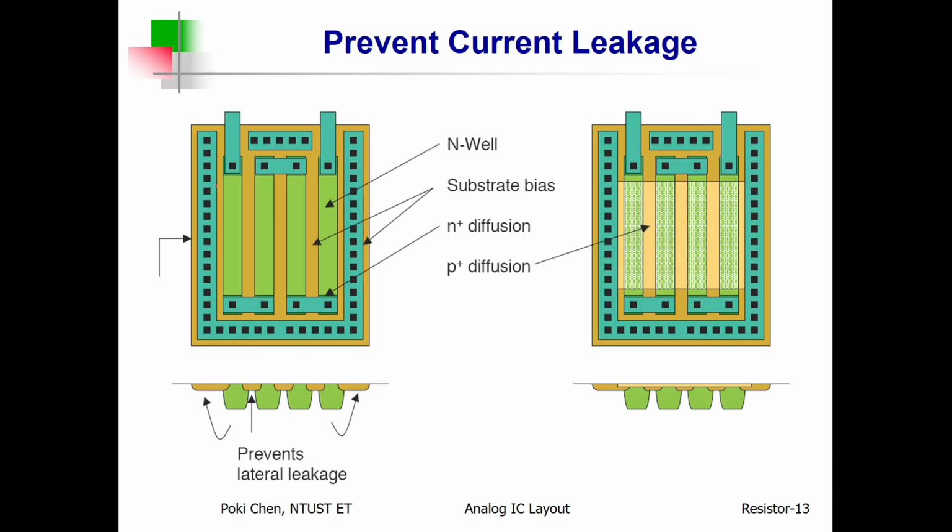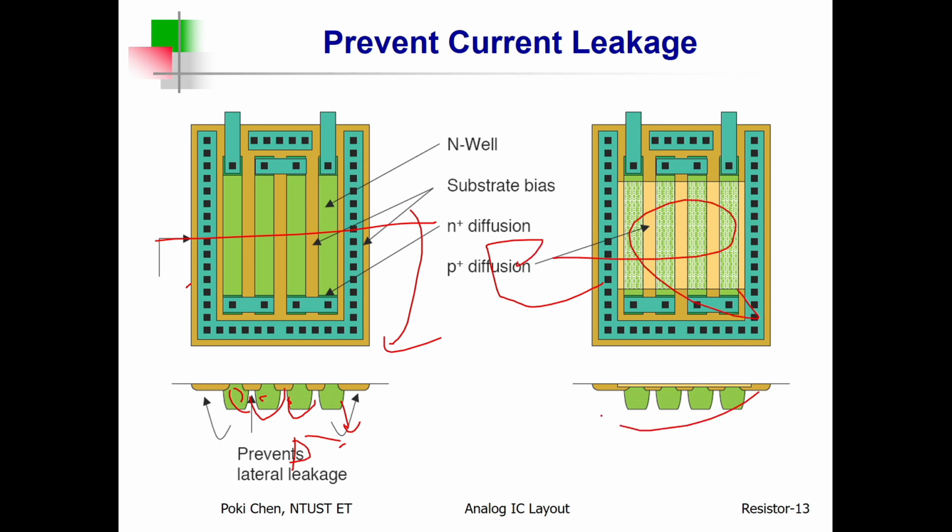For the N-well resistor, we have quite a lot of p-n junction. That is a cross-sectional view here. All right. So you have a p substrate and an N-well. According to such a p-n junction, you will have the so-called junction leakage. How to stop it? You can apply P plus diffusion all around the region.